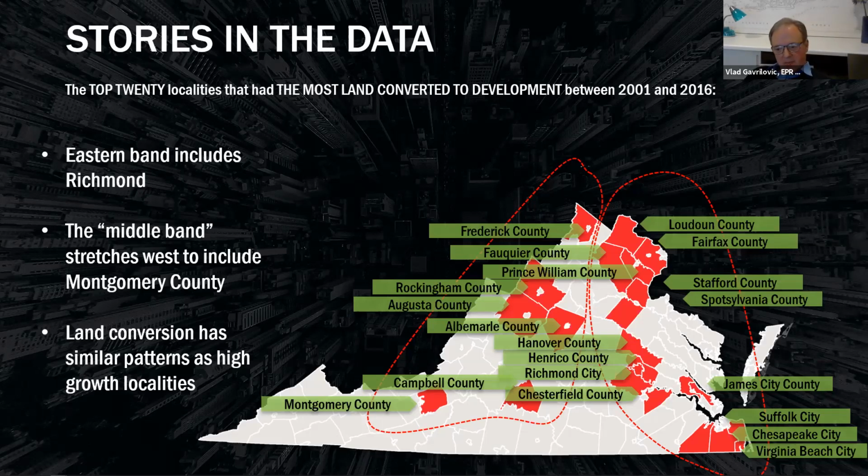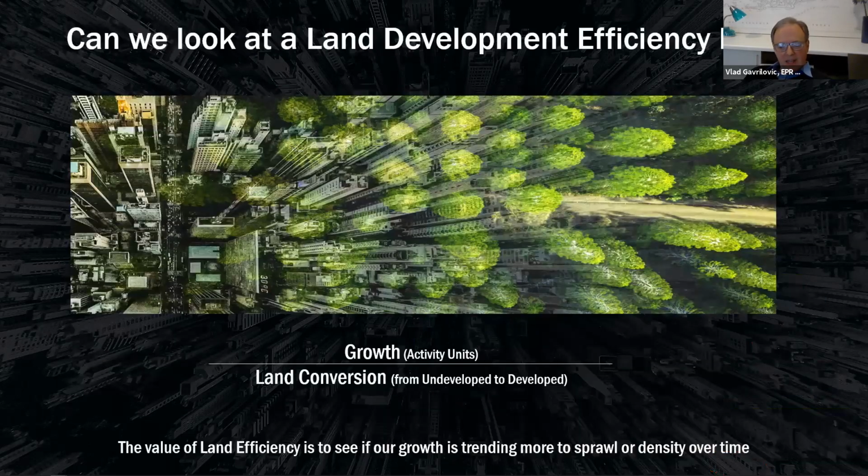So we're going to start, next slide, comparing land conversion to activity unit growth. And Danny's going to talk about a potential efficiency factor. Thanks, Vlad. So we had this really interesting data looking at land development and conversion of land from undeveloped to developed over a 15-year period. And we also had data on the growth of population and jobs. And since planners are really interested in understanding densification and sprawl trends, we looked for ways to look at a relationship between these two and see what trends we can find in the Commonwealth.